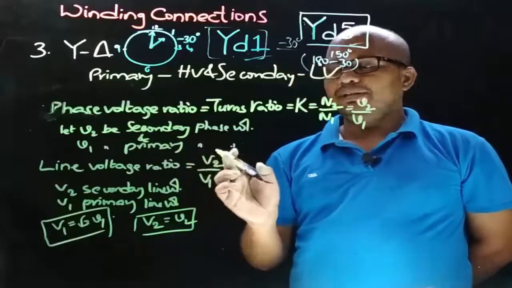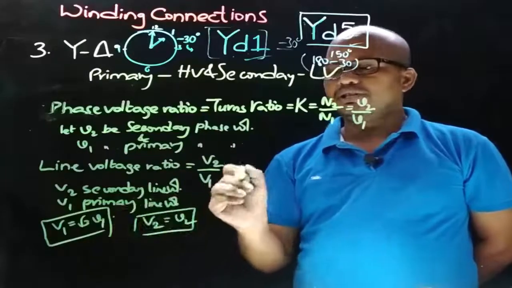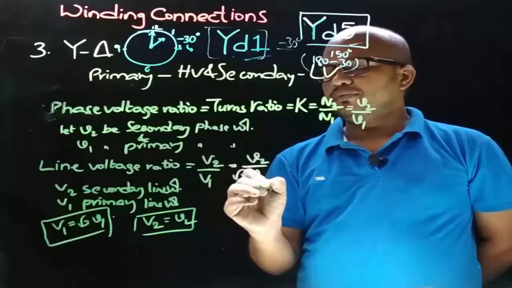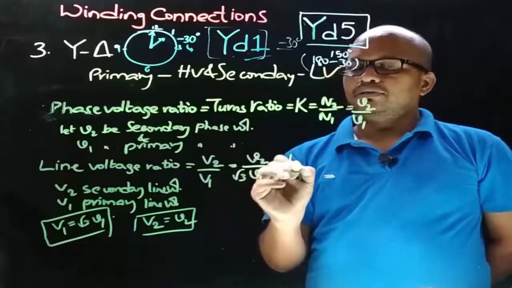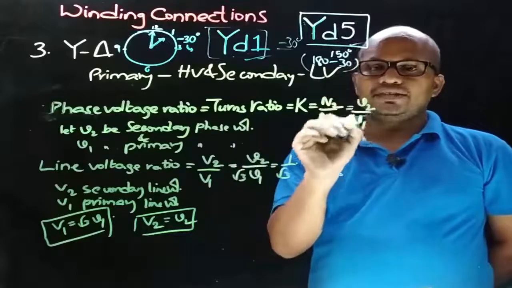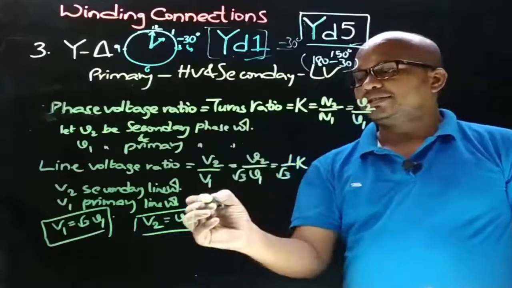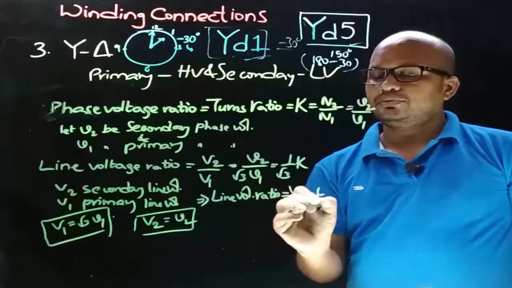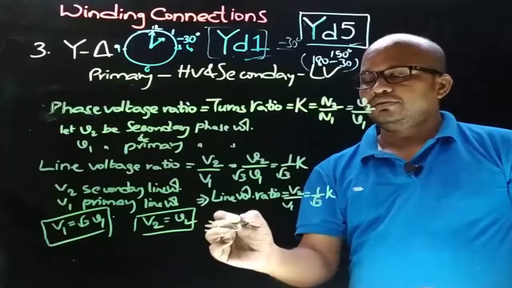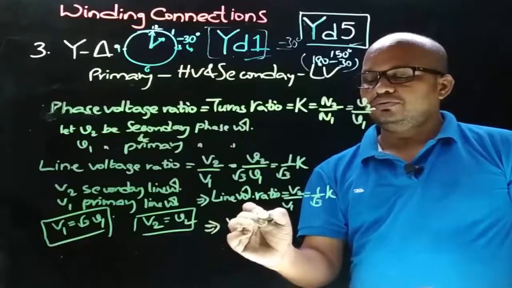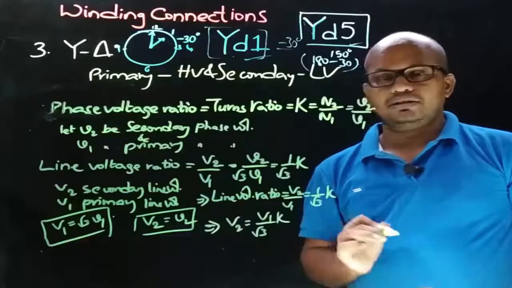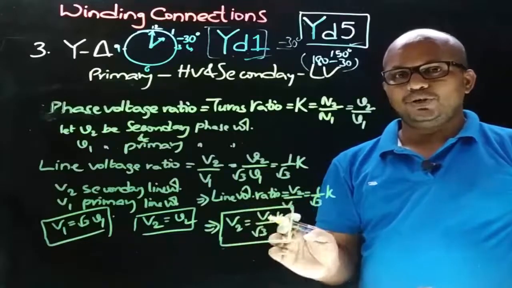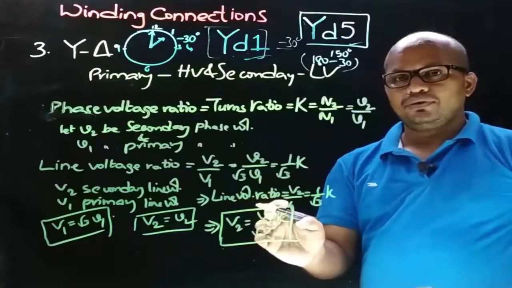Now in the line voltage ratio, replace the line voltages with the phase voltages, that is equal to small v2 by root 3 times small v1, and we can take that 1 by root 3 into small v2 by small v1 is equal to K. That implies line voltage ratio V2 by V1 is equal to 1 by root 3 times K. That implies V2 is equal to V1 by root 3 into K. Now if you observe this relation, the secondary side voltage is less when compared with the primary side voltage, that is it is 57.7% of primary side voltage.